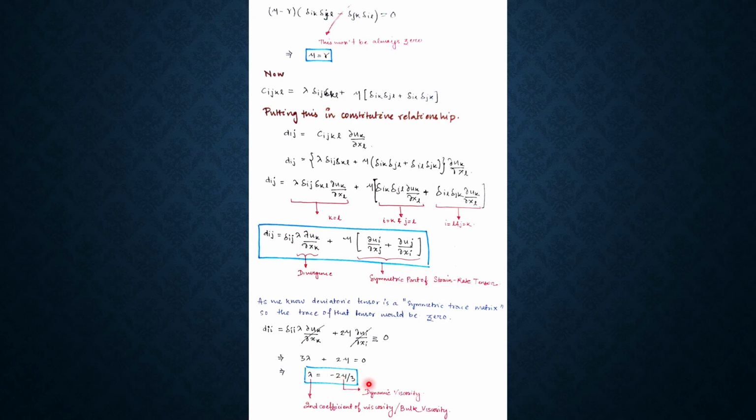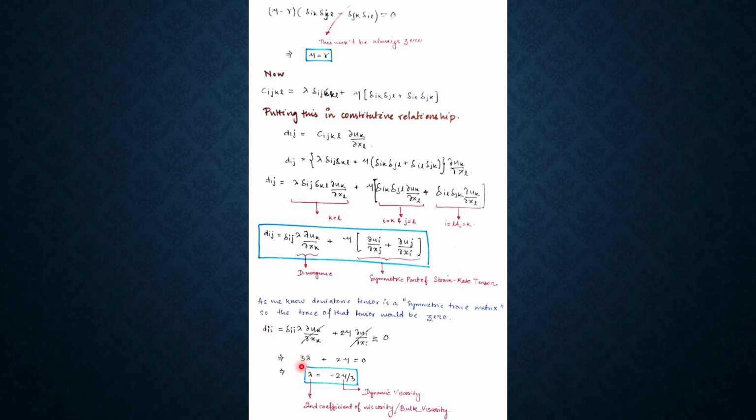This mu is nothing but the dynamic viscosity that we know from previously, and it occurs in several expressions too. This lambda is the second coefficient of viscosity, otherwise known as the bulk viscosity. It comes into play in the stress tensor in cases where the fluid is not divergence free, that is, it is not incompressible.